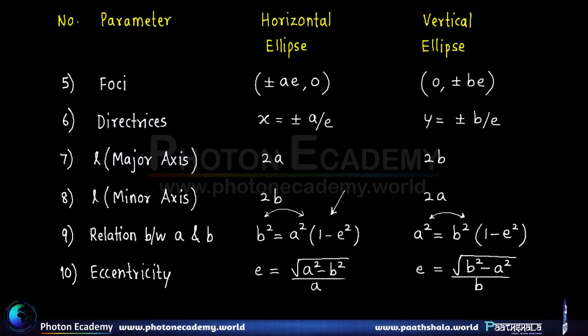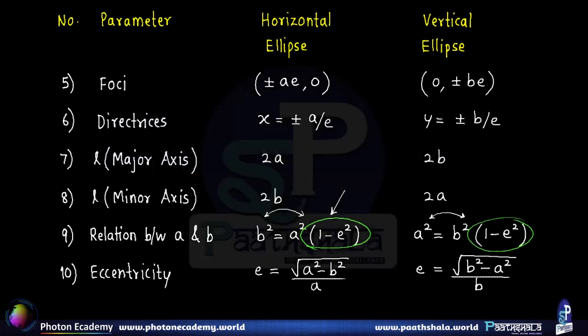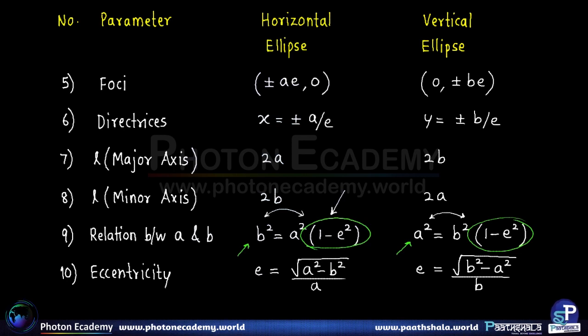Now it should be noted that in both of the cases, whether it is vertical or horizontal, we have the term 1 minus E square only, simply because E is always less than 1 for the ellipse. So therefore, since the other side is a perfect square, we must have the right hand side as a positive quantity only, it can't be negative. Then next is the expression for eccentricity. Now here also it's clear that in case of horizontal it is root of A square minus B square whole upon A, and in case of vertical it is root of B square minus A square whole upon B.